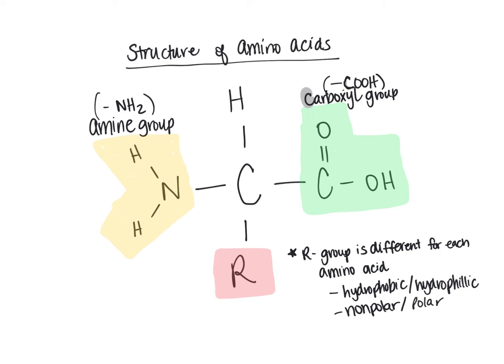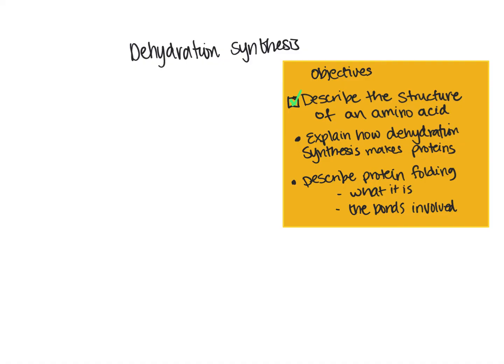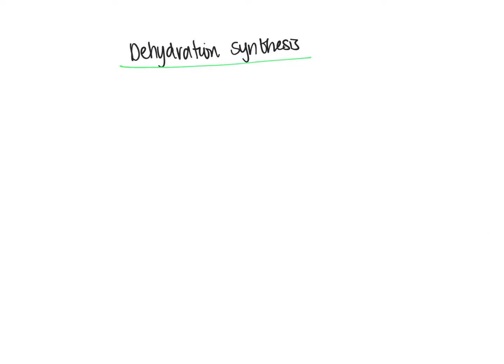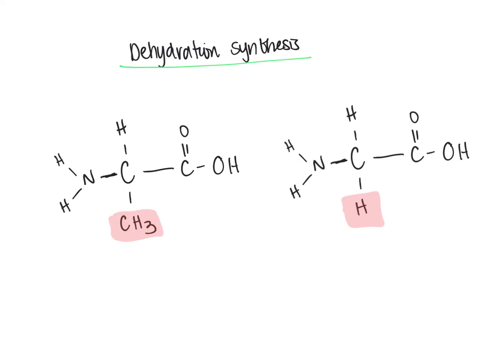Now that we've described the structure of the amino acid, we're now going to use that structure to explain how dehydration synthesis makes proteins from the monomers of those amino acids. So again, wait until I finish drawing before you copy this in your notebook. So I've drawn two different amino acids. So here's the central carbon. Here's that R group that makes this amino acid different from this one. That is the carboxyl group, and that is the amine group.